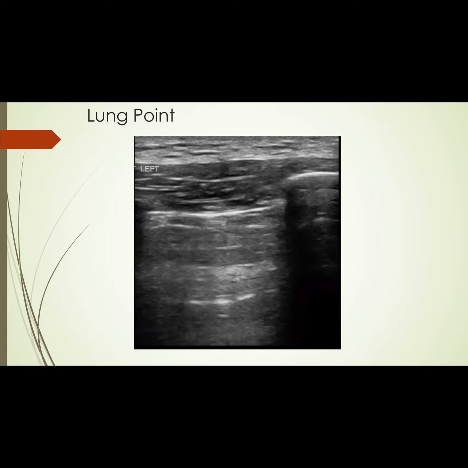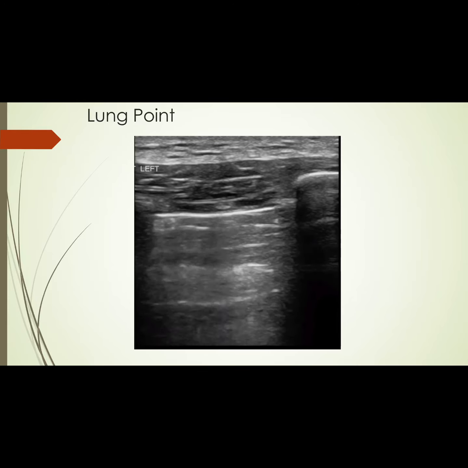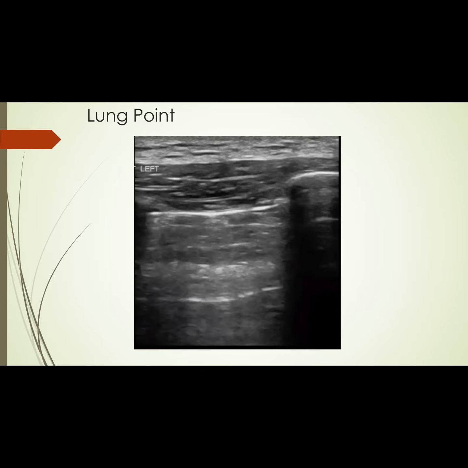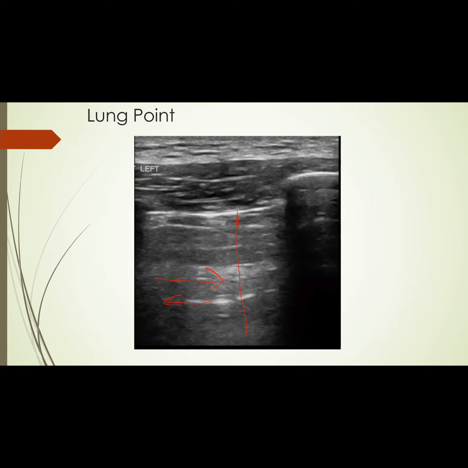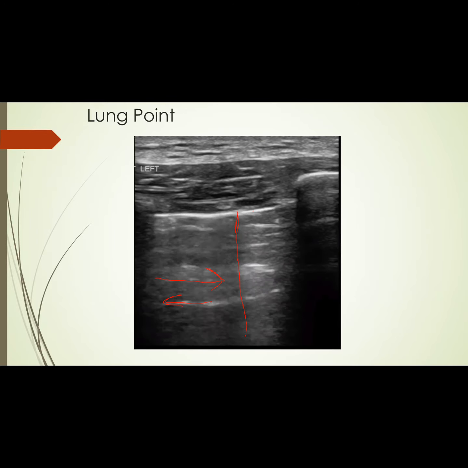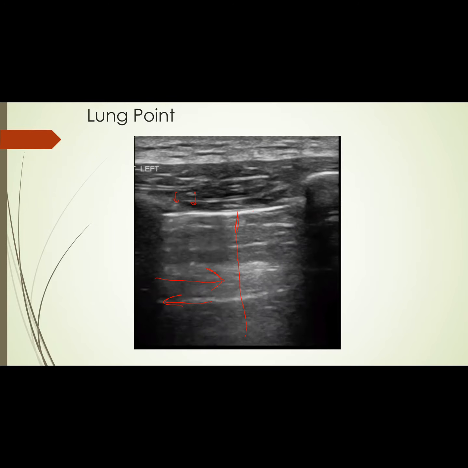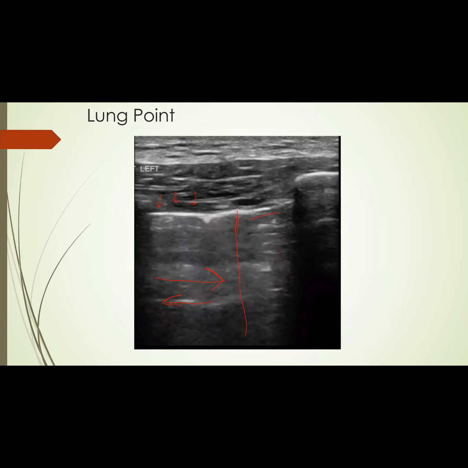Another example of a lung point. You can see the lung comes all the way out to about right here, and it's sliding back and forth. That's normal lung, and this is the part that's part of the pneumothorax. And you can see the pleura, how it's sliding back and forth here, but not here.